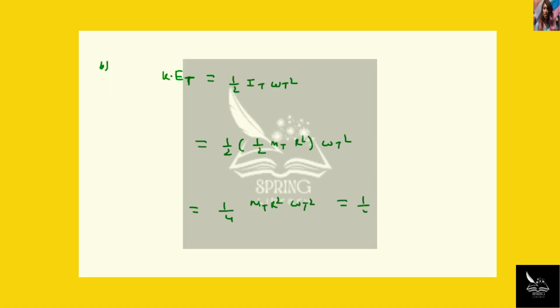So in part B, I will use the formula KE_T is equal to 1/2 I_T omega_T square. So it will be equal to 1/2 multiplication 1/2 m_T multiplication r square multiplication omega_T square, which is equal to 1/4 m_T r square multiplication omega_T square, which is equal to 1/4 multiplication 120 multiplication 2 square multiplication 3 square. So it will be equal to 1080 joule.